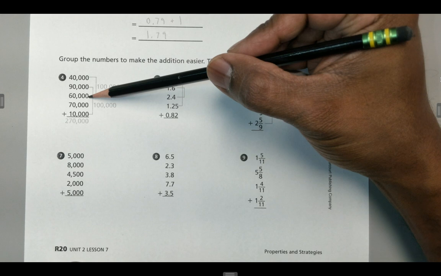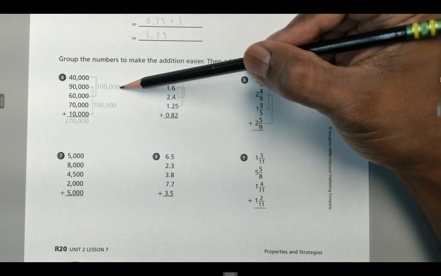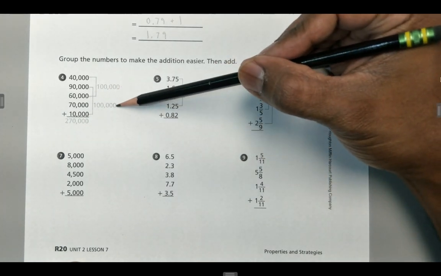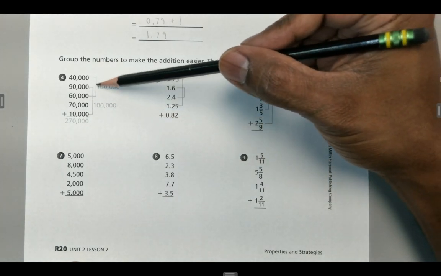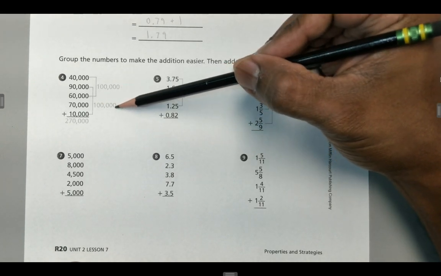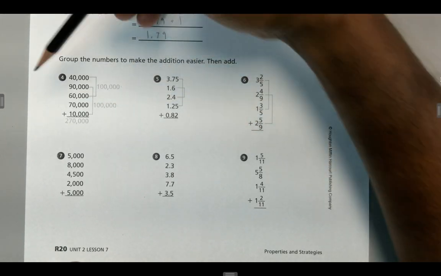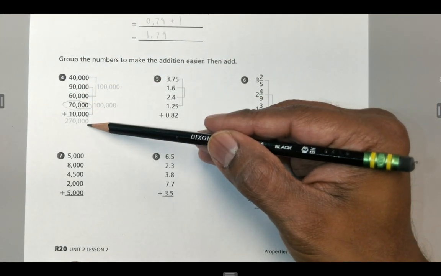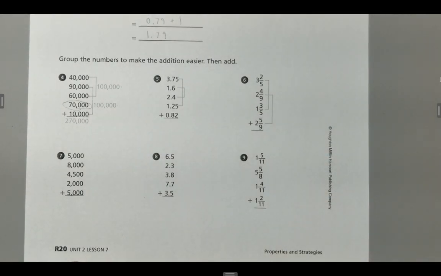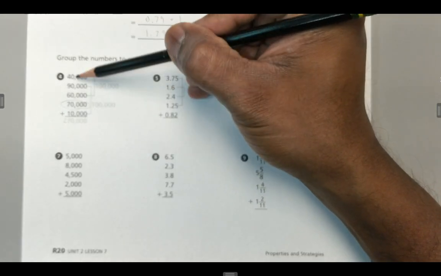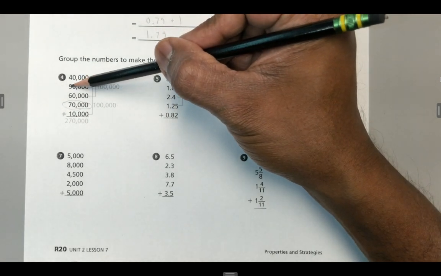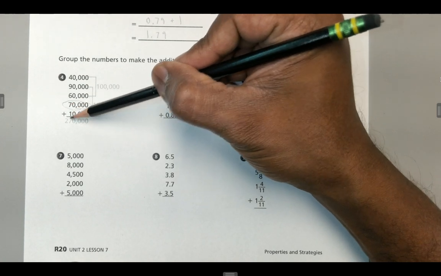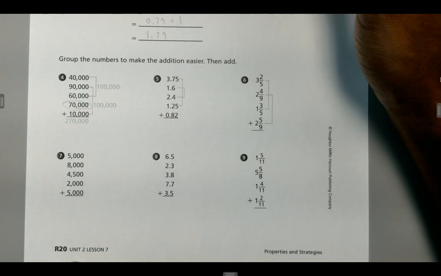We know that 40,000 and 60,000 can be added to make 100,000. 90,000 and 10,000 can also be added to make 100,000. So now we've got 100,000, another 100,000 or 200,000 plus this leftover 70,000. 200,000 plus 70,000 is 270,000. Again, could we have gone down and done 4 plus 9 is 13, 13 and 6 is 19, 19 and 7 is 26, 26 and 1 is 27? Yeah, we could have, and it checks out.